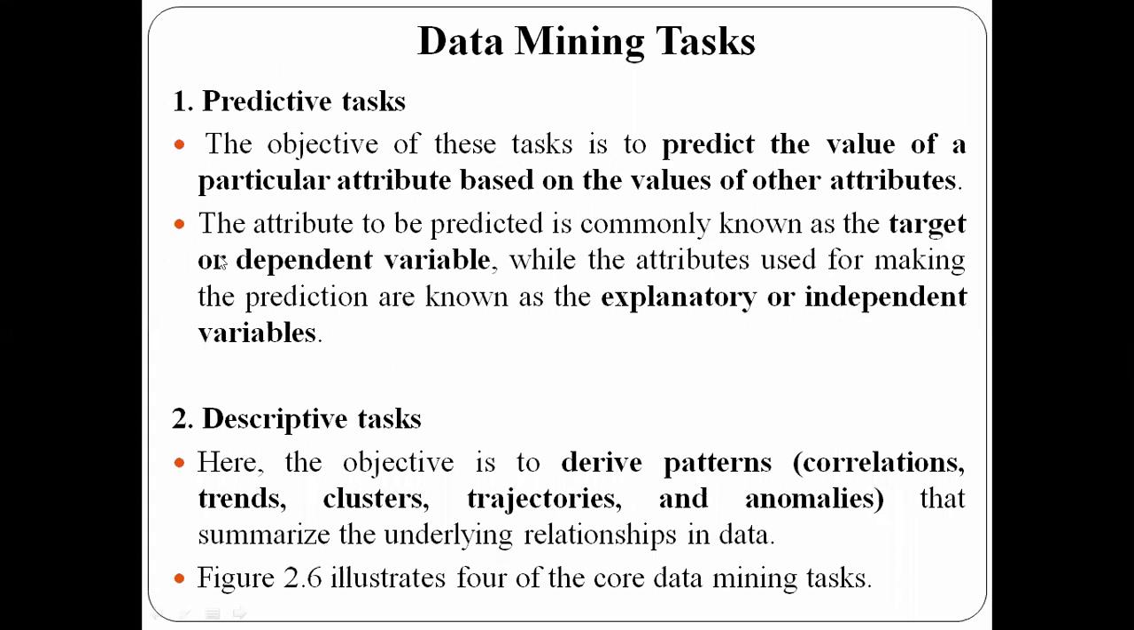So this is about the predictive task. Just remember, in the case of a predictive task, we will be predicting the value of an attribute based on the values of other attributes. The attribute which you are predicting is called the target or dependent attribute, and the attributes which are used for making the prediction are called explanatory or independent variables.